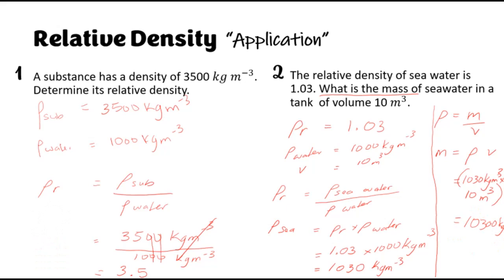So for this number 2, took us a little bit more, but what we had to do first, we got the relative density of seawater and the volume, and we were asked to calculate the mass. So we first had to find out what density seawater has, then substitute that into the equation for density. But naturally we need mass, so we had to do a little bit of transposition, and then to arrive at our final answer, which is 10,300 kilograms of seawater.